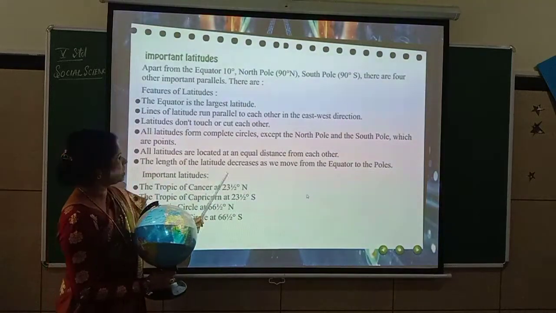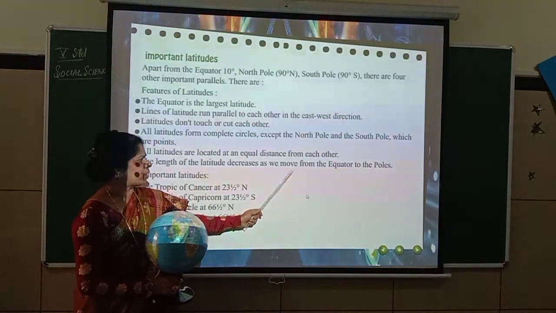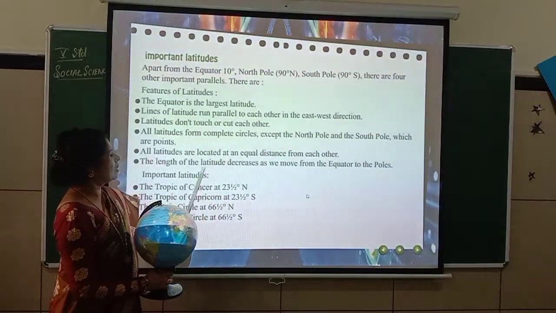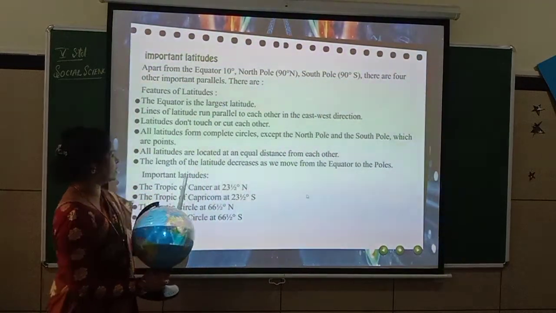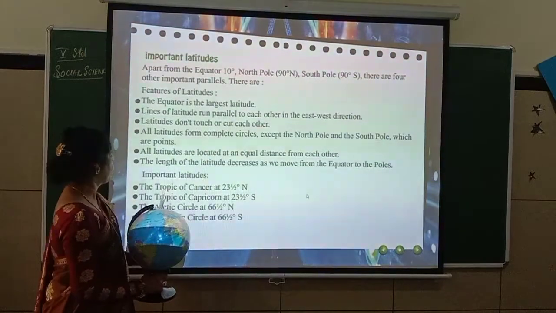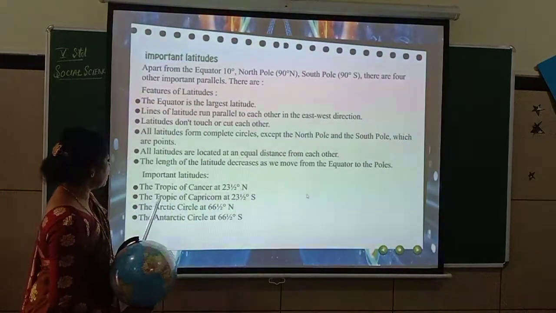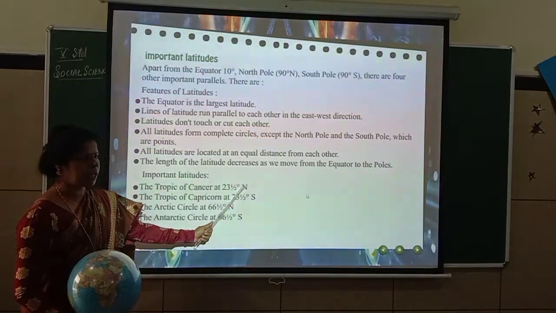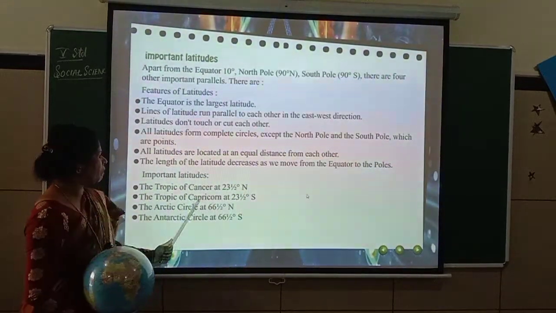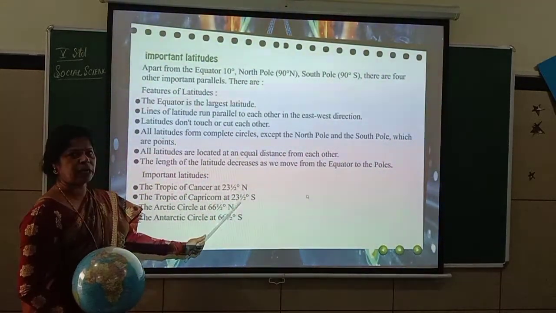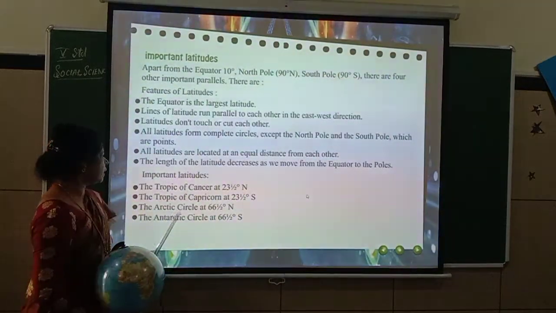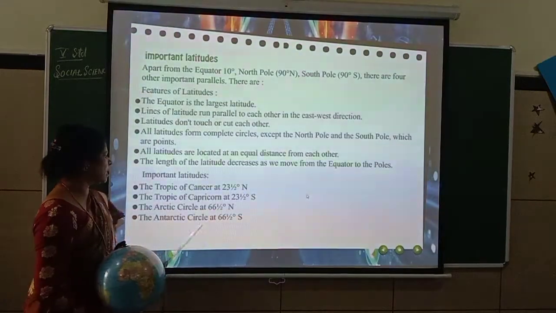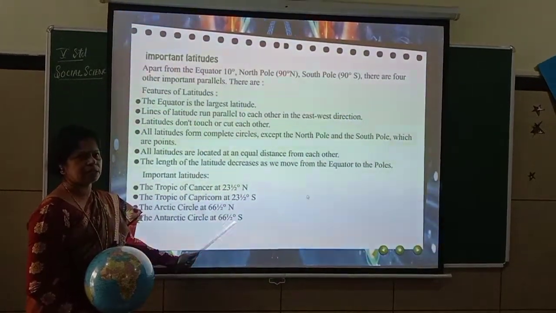The length of the latitude decreases as we move from the equator to the poles, isn't it? As it comes upper and upper, what is happening? The length of it goes on decreasing, means it becomes lesser. So the important latitudes are the Tropic of Cancer at 23.5 degree north, the Tropic of Capricorn at 23.5 degree south, the Arctic Circle at 66.5 degree north, and the Antarctic Circle at 66.5 degree south.